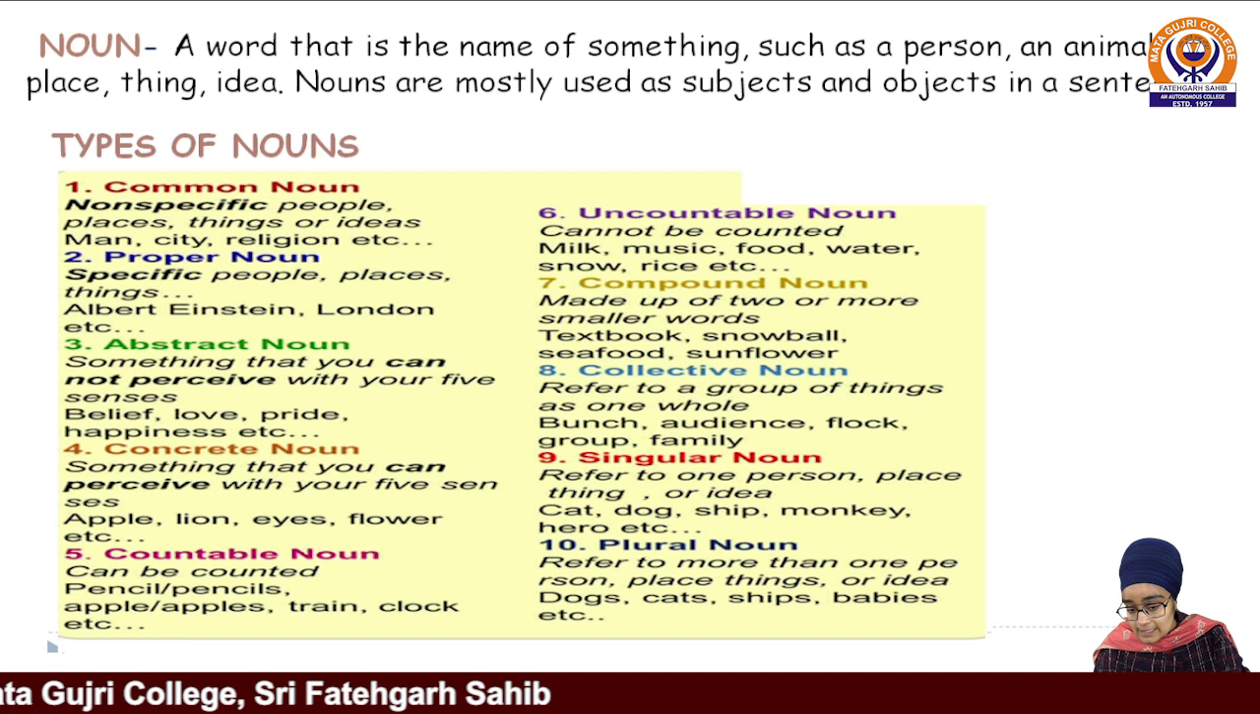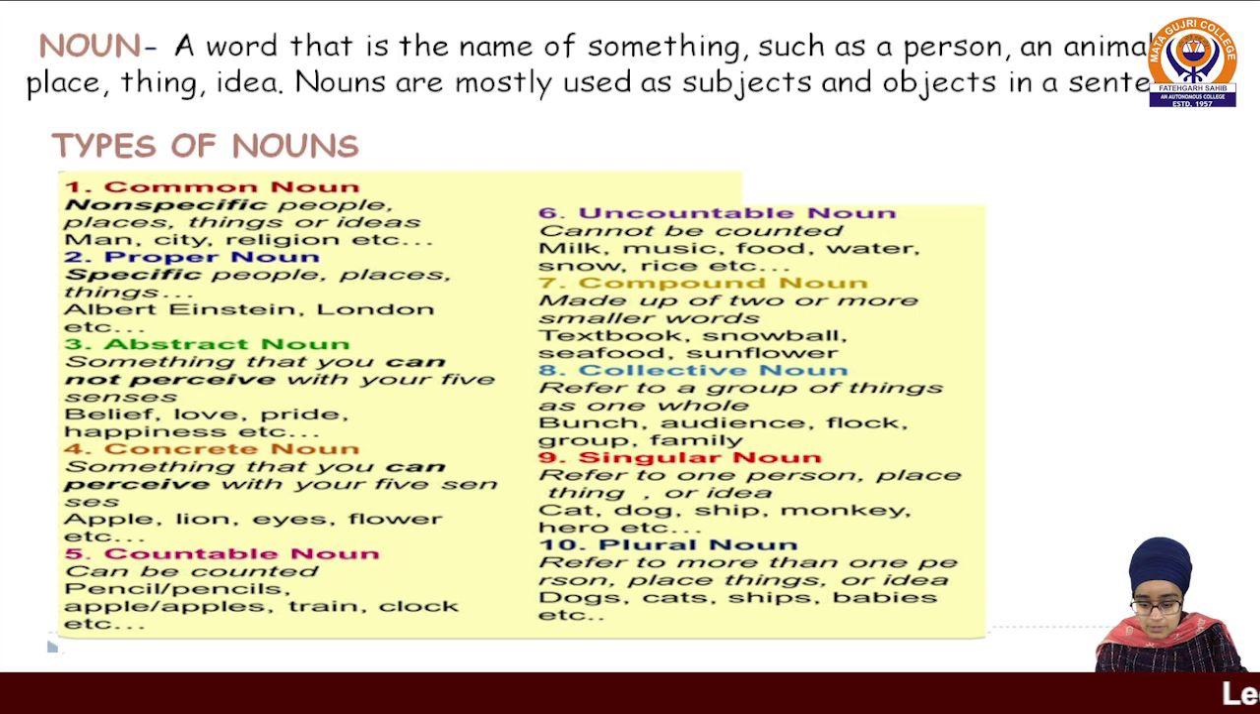So ninth and the 10th, singular nouns and plural nouns. Singular, when you refer to one person, any one place, any one thing or idea, it is called a singular noun, like a cat, dog, ship, monkey, a singular emotion. So it will be a singular noun. Plural will be when you refer to more than one person, place, things or ideas. Dogs, cats, ships and babies.